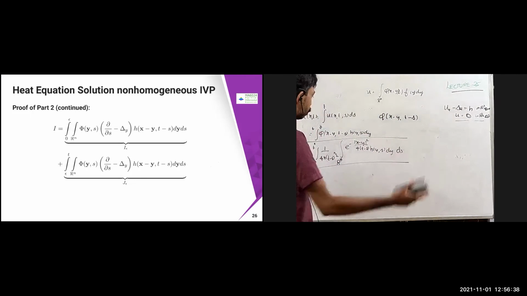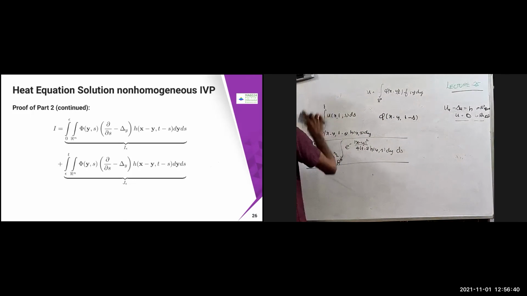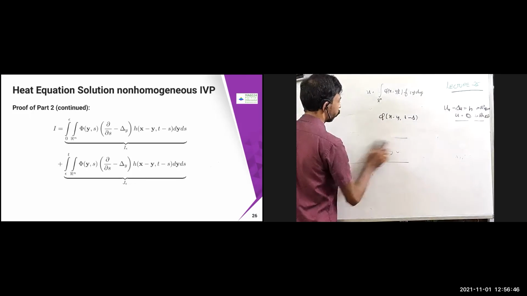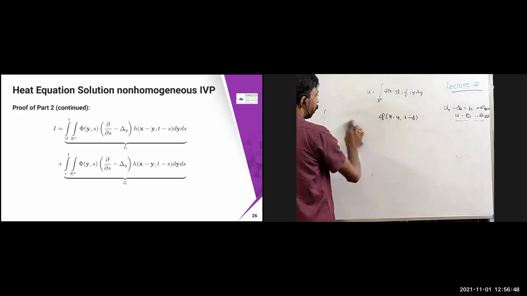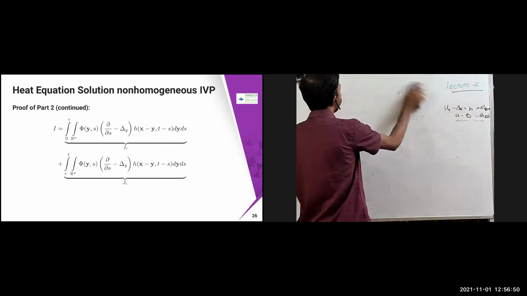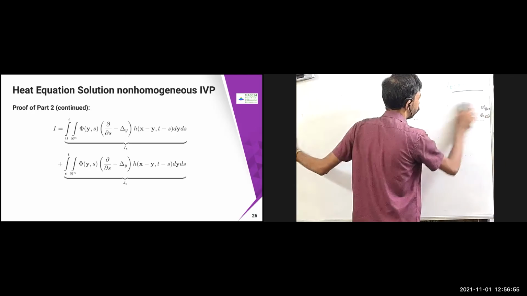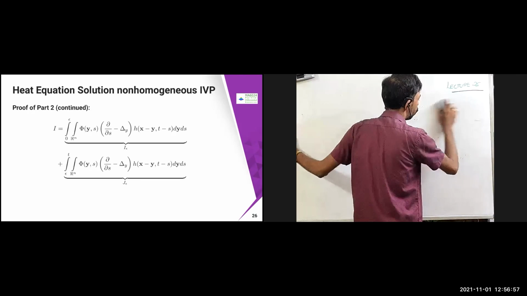Since these proofs are given, maybe I will ask one of these questions in the end-semester exam. The proof is given directly, so you can derive a similar kind of proof for the wave equation and Laplace equation also. Almost the logic is the same.